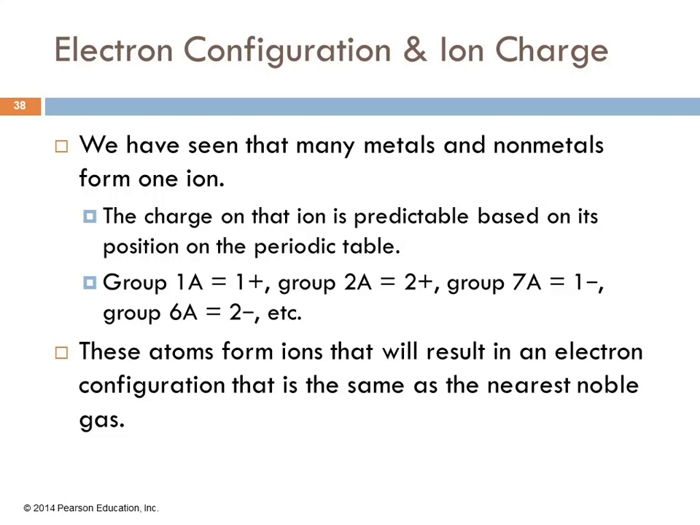We can predict the charge for main group metals and nonmetals based on their position in the periodic table. And this goes back to their electron configurations, but group 1A forms +1, group 2A +2, group 7A 1-, because they gain 1 electron. And the group 6A will form a 2- ion, because if it gains 2 electrons, it can become like the noble gas. So they're doing this in order to get an electron configuration the same as a noble gas.